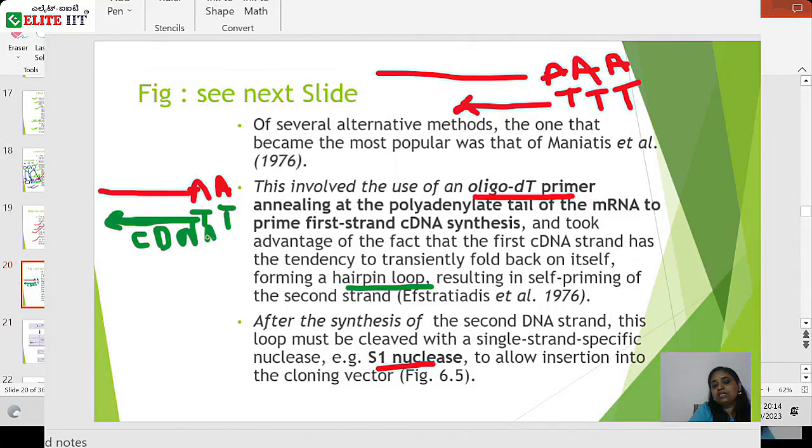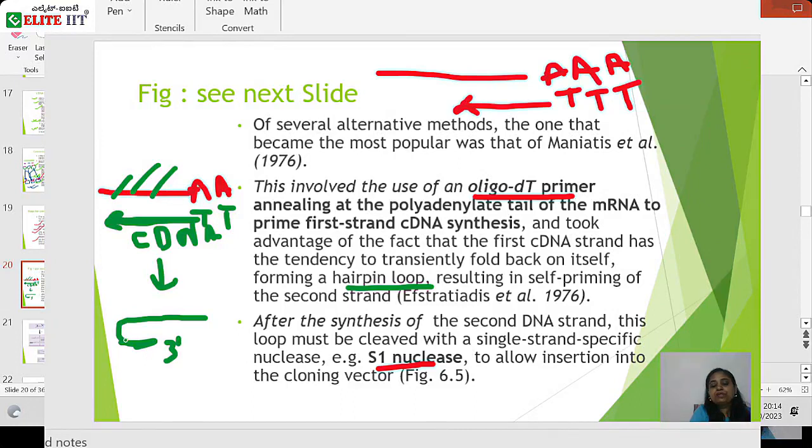Now the cDNA should be converted to double stranded. How is it happening? In the next step this RNA is degraded by RNase. Now the cDNA is free, right? If you write it in this way, it will create one hairpin structure. Clear? If it is making the hairpin structure, it is actually creating the primer.